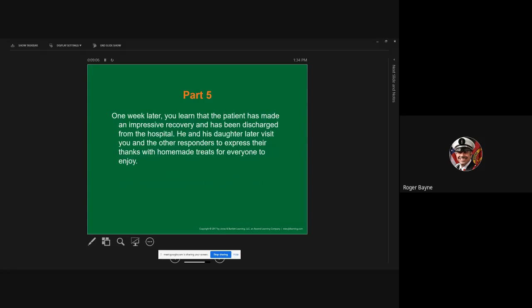1 week later, you learn that the patient has made an impressive recovery and has been discharged from the hospital. He and his daughter later visit you and the other responders to express their thanks, and they bring you cookies, brownies, homemade treats for everybody to enjoy, which is real life. You will have patients come visit you after you've resuscitated them, after they walk out of the hospital and have survived that episode. They're very grateful that you saved their life.